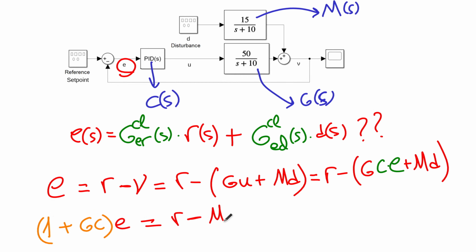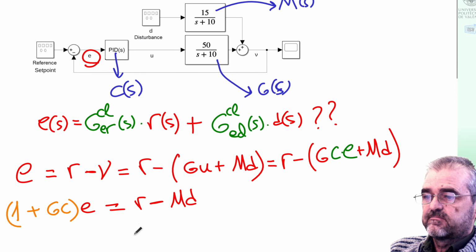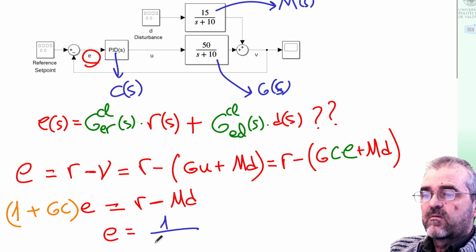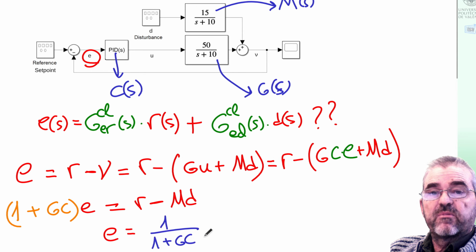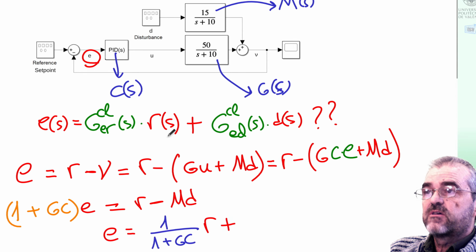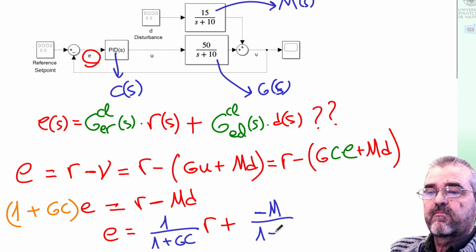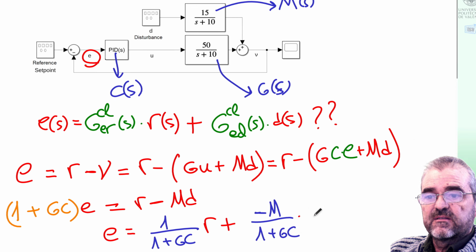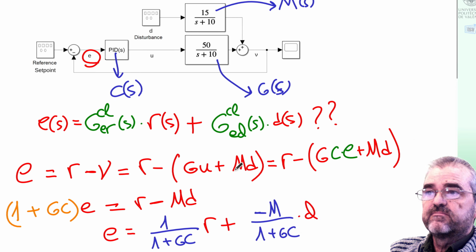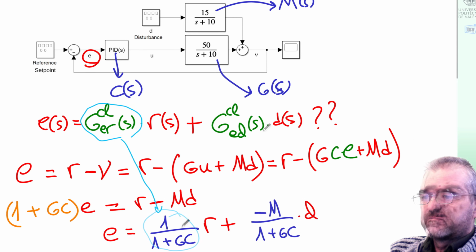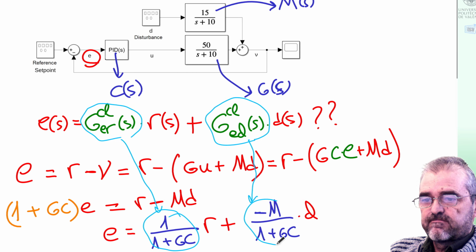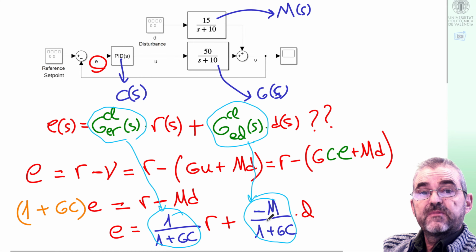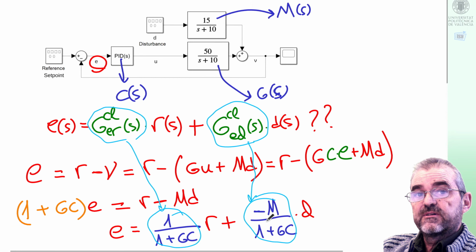R minus MD, and hence the error will be 1 over 1 plus GC times the setpoint plus minus M over 1 plus GC times the disturbance. So good. Then we have the two required transfer functions for a generic controller, and now we must replace a proportional controller and a proportional integral controller and manipulate a little bit to finish the result in pretty form. Let's do it.